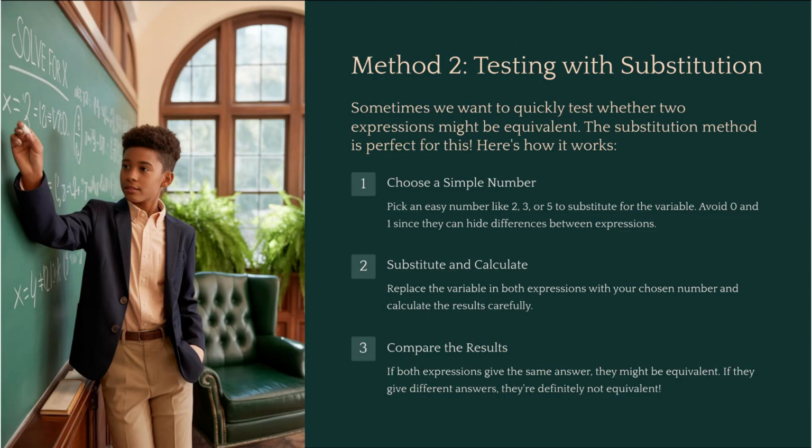Method 2 is substitution. This is a great quick check, but you have to be careful. To do this, pick a small, easy-to-use number, like 2 or 3, and substitute it for the variable in both expressions. You then evaluate both expressions using the order of operations. If both expressions result in the same numerical answer, there's a good chance they're equivalent.